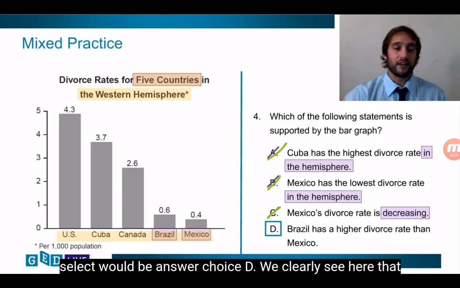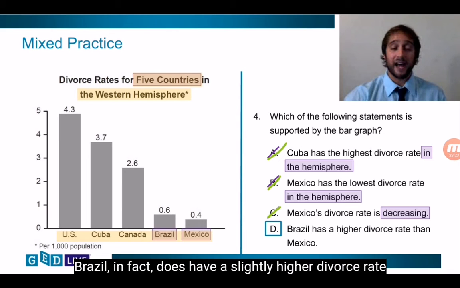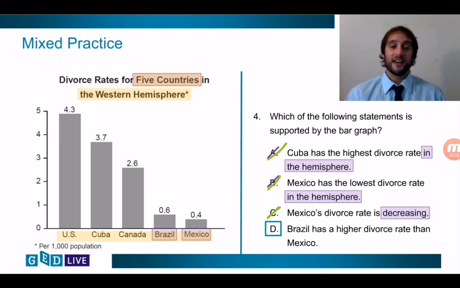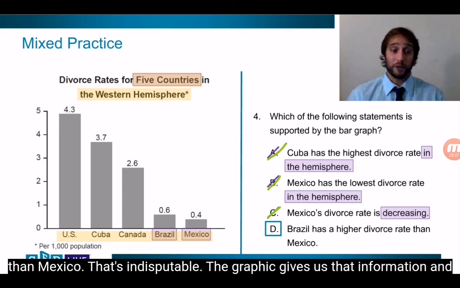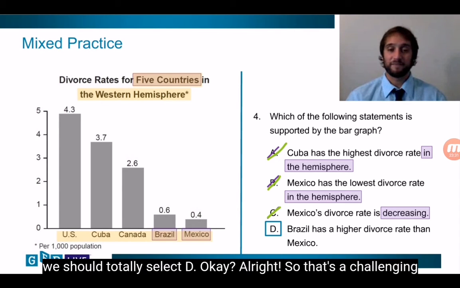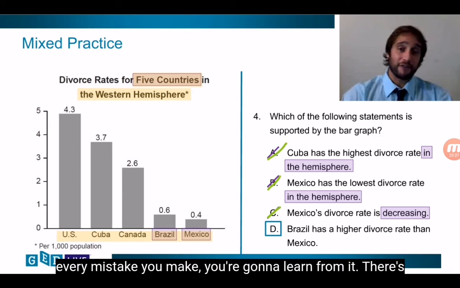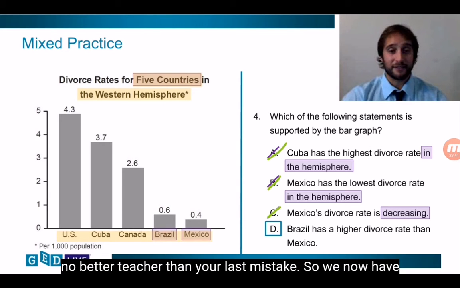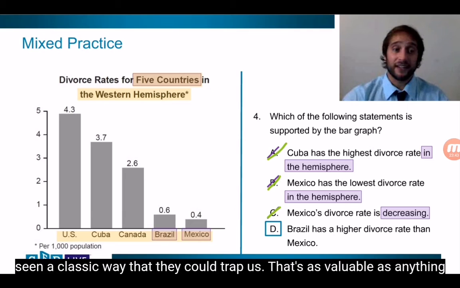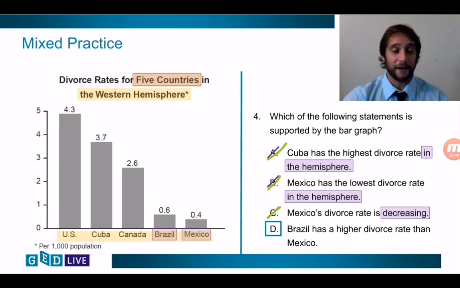We clearly see here that Brazil, in fact, does have a slightly higher divorce rate than Mexico. That's indisputable. The graph gives us that information. We should totally select D. Okay? All right. So that's a challenging one. Congratulations for getting through it. And remember, every mistake you make, you're going to learn from it. There's no better teacher than your last mistake. So we now have seen a classic way that they could trap us. That's as valuable as anything that we're going to show you today.